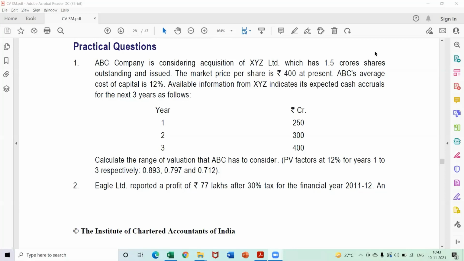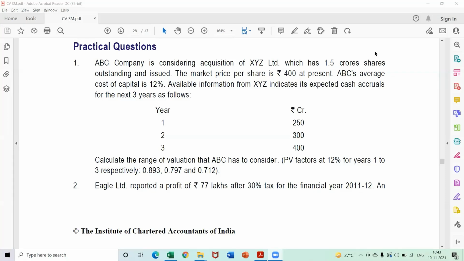Yeah. So what is being asked in the question? See, there's a company that is considering acquisition of another company, and the target company's number of shares is 1.5 crores. Its market price is 400, and the cost of capital of the acquirer is 12%, and expected cash accruals of the target company's next 3 years are given. So we need to find the range of valuation.